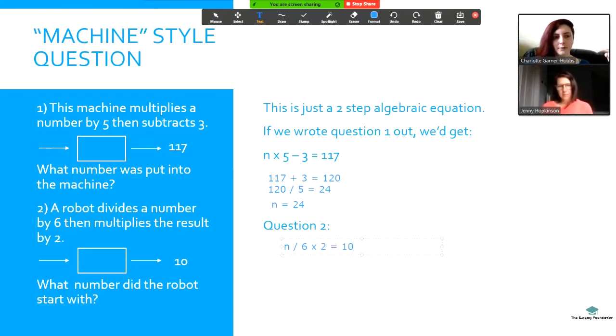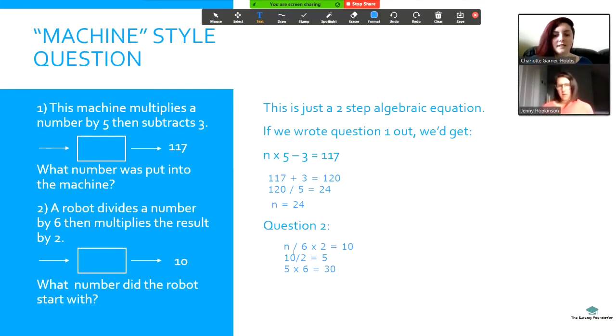Brilliant. So now we need to go backwards. So 10 divided by 2, which is 5. And then what do we do to that 5? So we need to times it by 6 because we're doing everything inverse. Exactly. And 5 times 6 is 30.